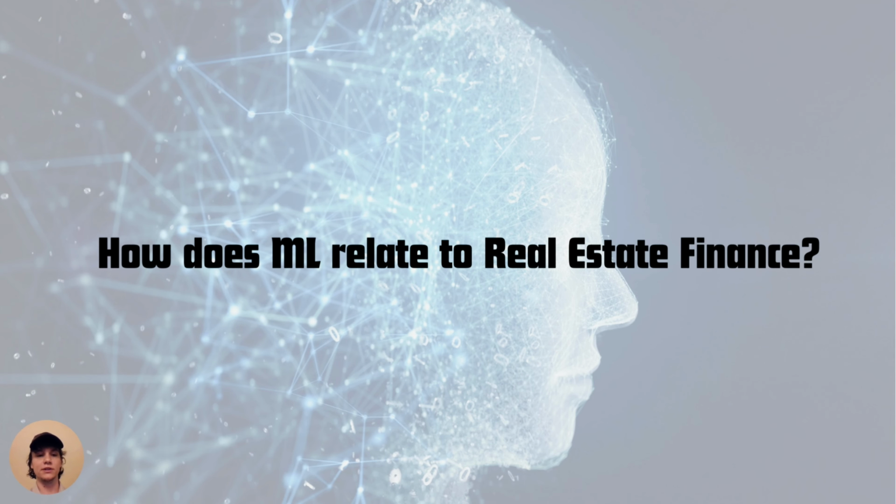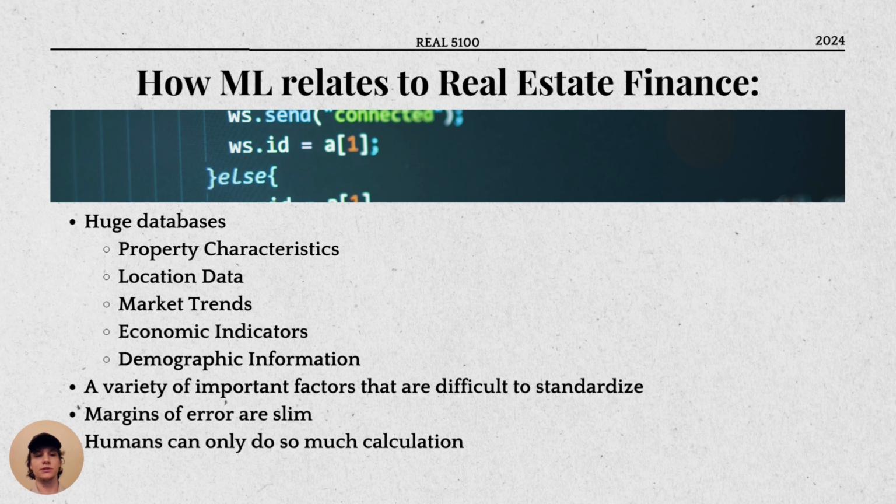One might ask themselves, how does machine learning relate to real estate finance? Machine learning relates to real estate finance through a lot of characteristics like property characteristics, location data, market trends, economic indicators, and demographic information. All these factors really help, within a small margin of error, decide things that humans really have a hard time standardizing and calculating.